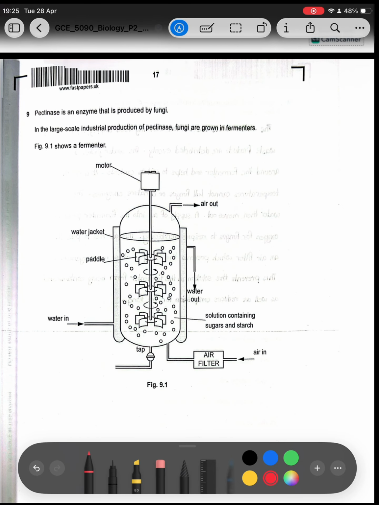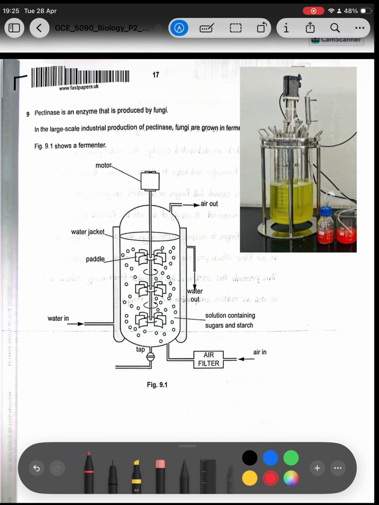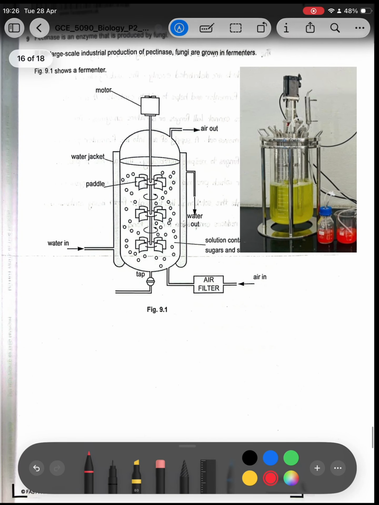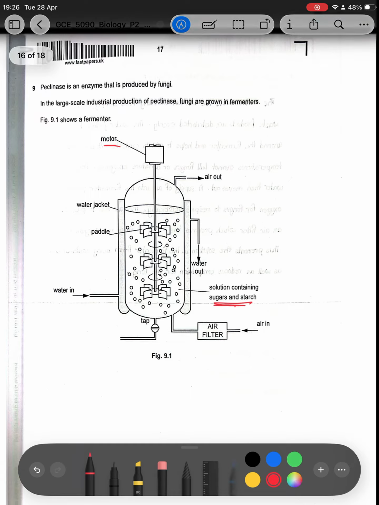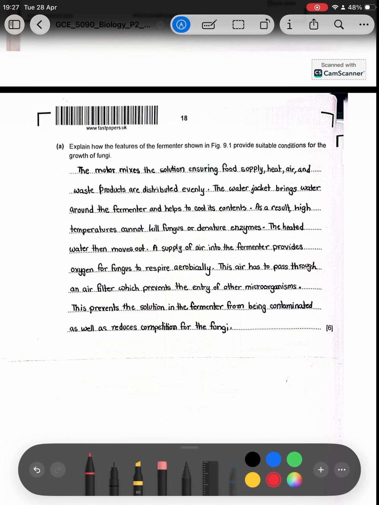Okay, so now the last question. Pectinase is an enzyme that is produced by fungi. In the large-scale industrial production of pectinase, fungi are grown in fermenters. So I'll show you a picture of what an actual fermenter looks like. It's better to always look at the labels of the diagram before you start answering. It will save you some time, allow you to think, and you don't have to come back to the diagram again and again. But you should be familiar with the diagram already of how a fermenter works. Explain how the features of the fermenter shown in figure 9.1 provide suitable conditions for the growth of fungi. So here is an answer that includes all the points.